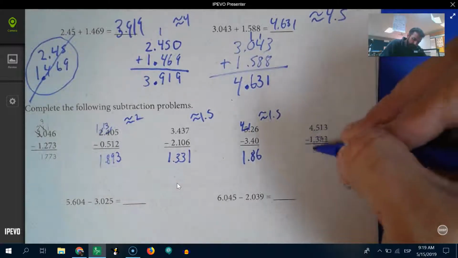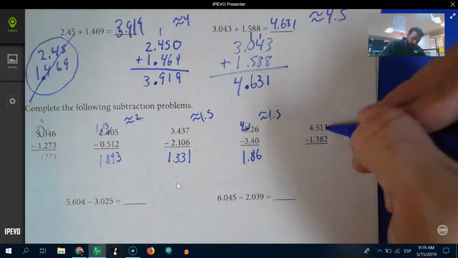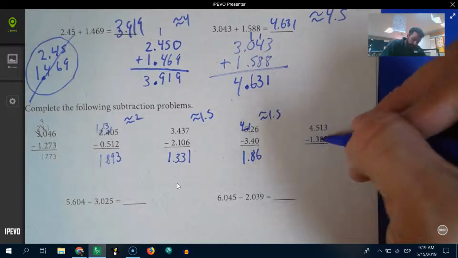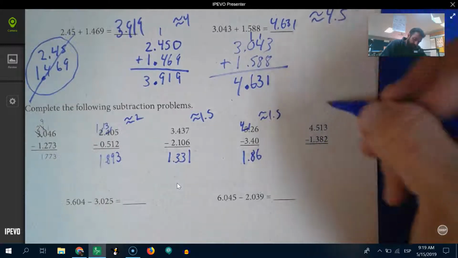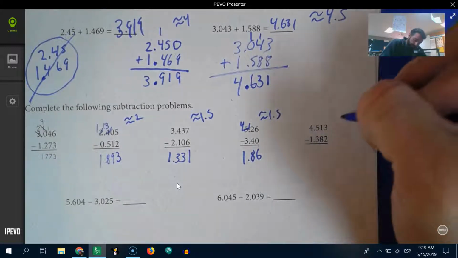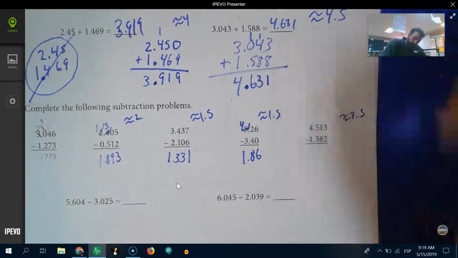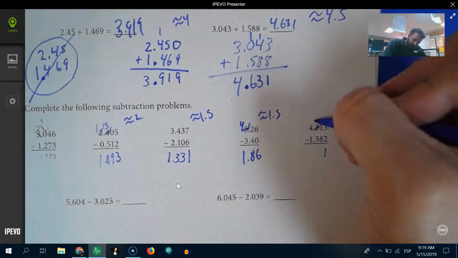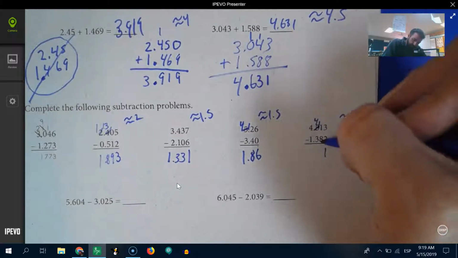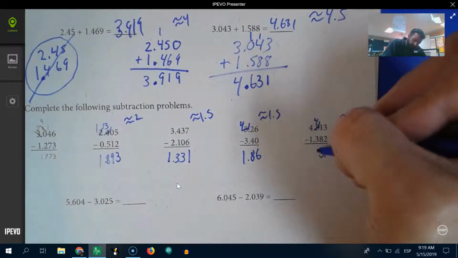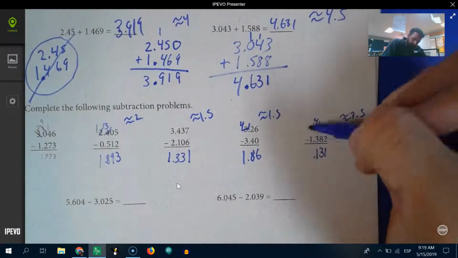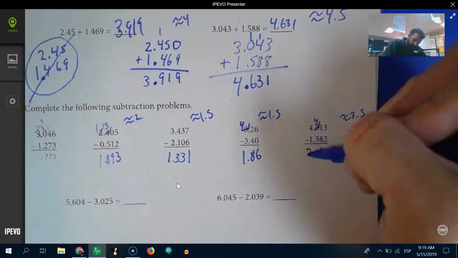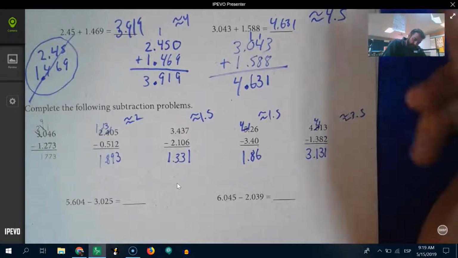4 and 513 thousandths minus 1 and 382 thousandths. That's about 4.5 minus 1, which is about 3.5. So 3 minus 2 is 1. 1 minus 8, we got to borrow that group of 10 from our neighbor next door. 11 minus 8 is 3. 4 minus 3 is 1. Drop that decimal point down. 4 minus 1 is 3. That's around 3.5.